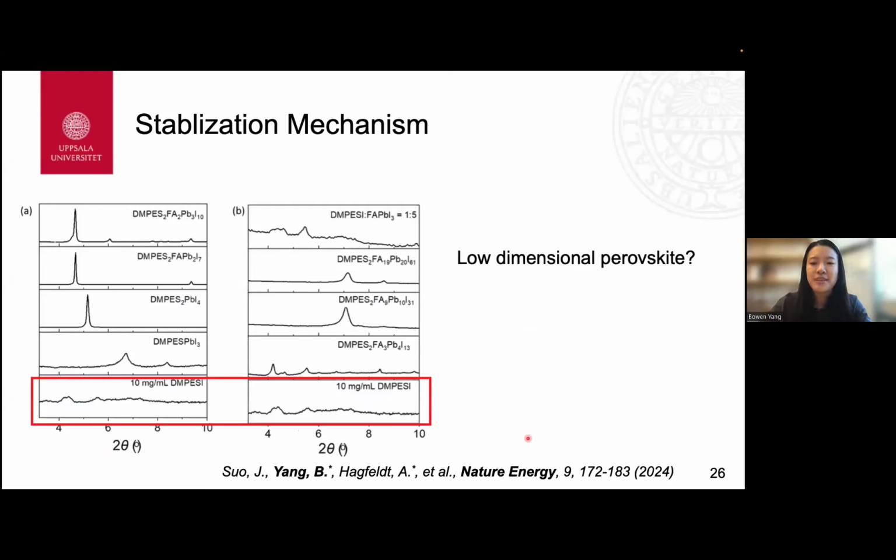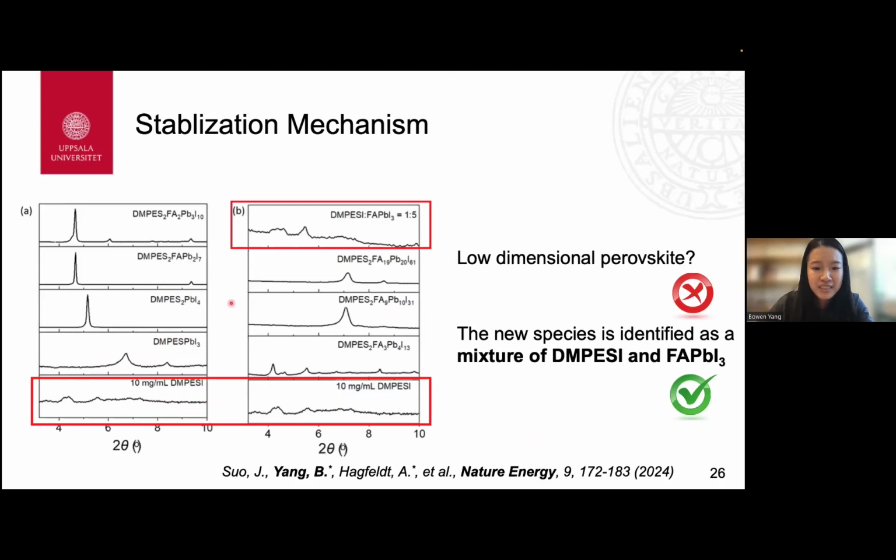Then would the new species be various kinds of low-dimensional perovskite species? Well, unfortunately, the XRD result did not support this hypothesis. The XRD peaks from the DMPSI treated FAPI films cannot really align with any of these low-dimensional species we can think of. And eventually, after many tests, we found that when we mix the DMPSI with FAPI in a certain ratio, it shows similar XRD patterns with the treated perovskite films.